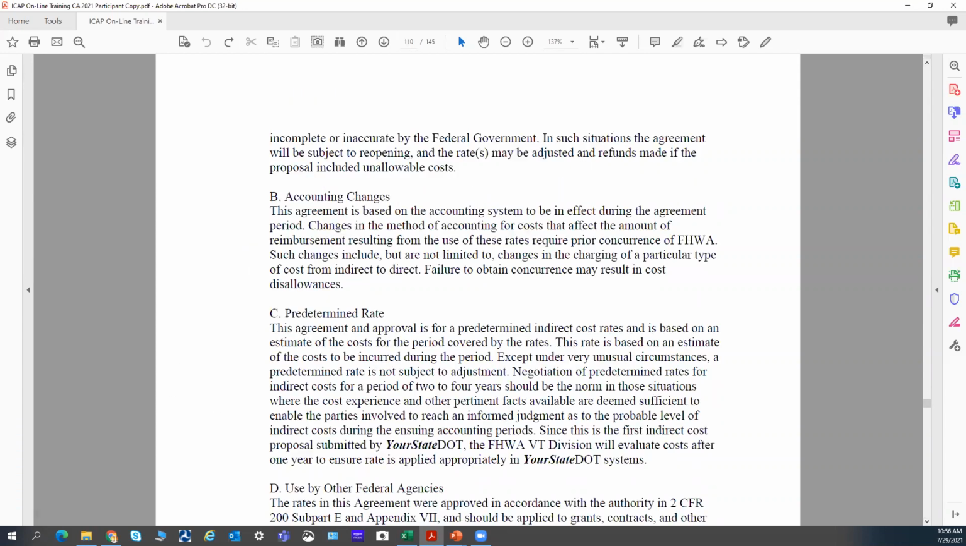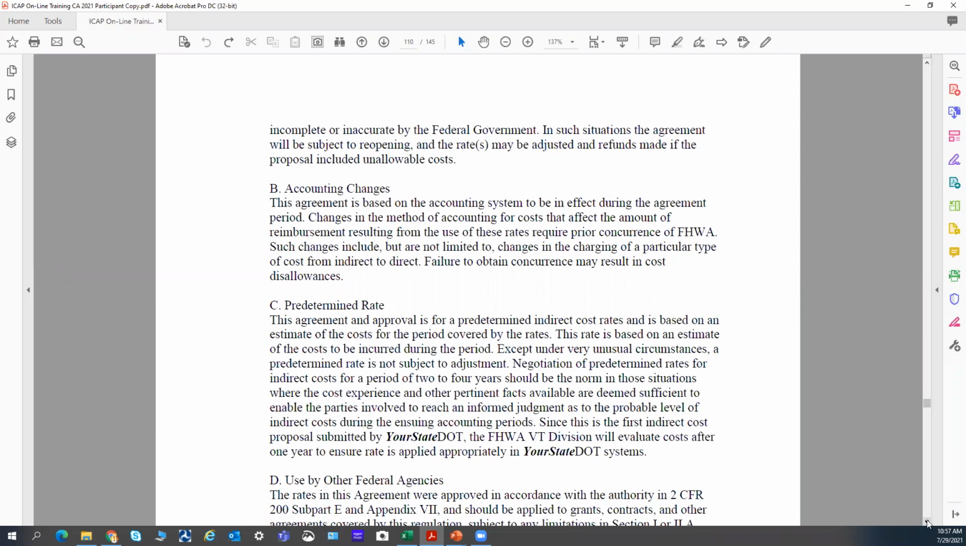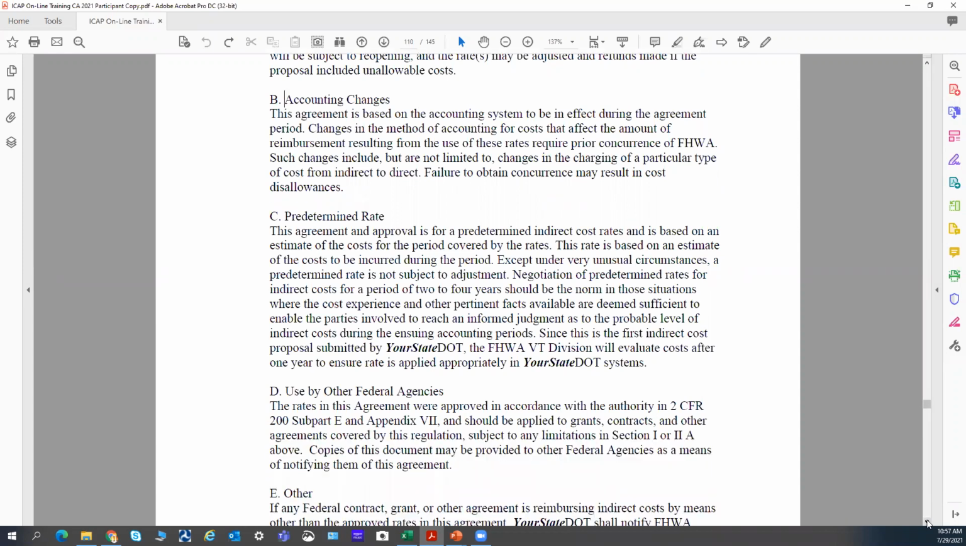Here's page 2. Obviously, if it's not a predetermined rate, it could be a fixed with carry-forward rate, but they identify here what that's all about. Sorry, I jumped ahead, but here are some accounting changes. It talks about their accounting system, the system they have in effect right now, and what they will have in effect during that period. And if there are any changes, they can notify the Cognizant agency.